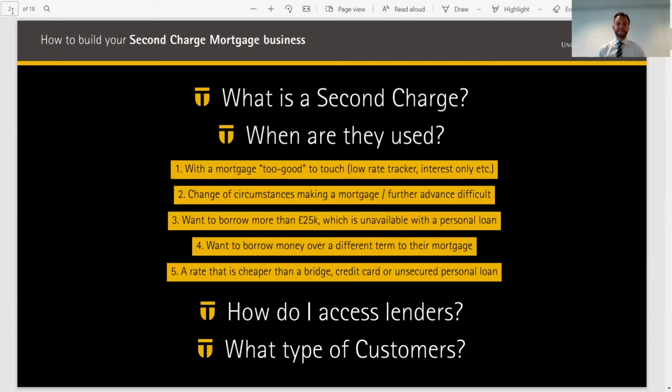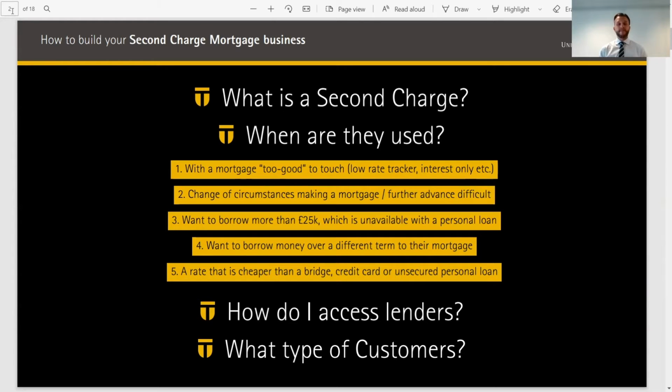A lot of customers didn't really want a mortgage to start with. They wanted a home, and on the basis they didn't really want their first mortgage, they probably didn't want a second. So what I'm going to do today is run through some of the typical customer profiles that you will find, or where this product set might be applicable. So starting off with, when are they used? Typically there's one of five reasons that customers will enter the second charge market.